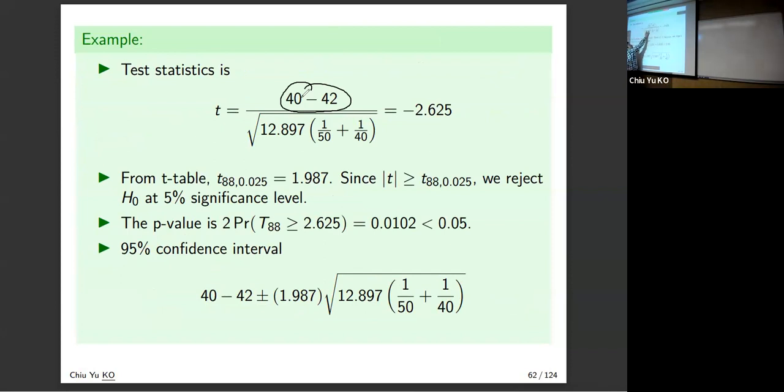This is the Sp square, and you put it there. Just to recall the formula here, this is the Sp square, and this is n1 and this is n2. Calculate this, and it is negative 2.625. So basically, let's go back to here.